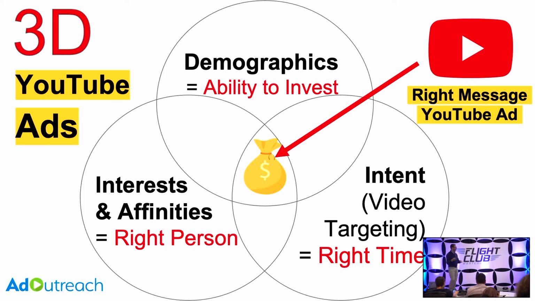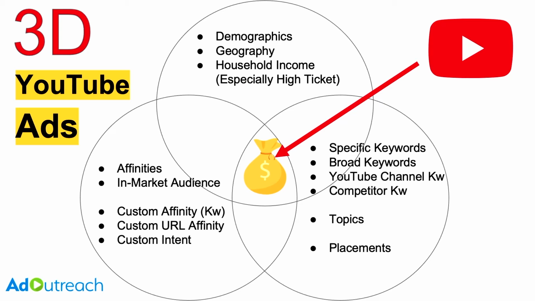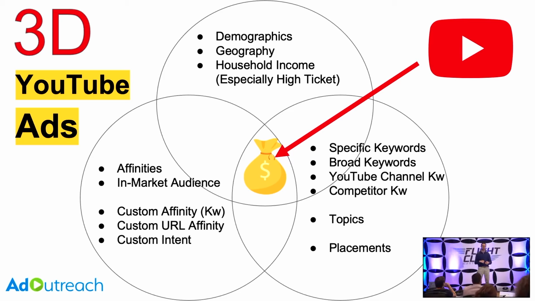Perfect. So this is the 3D YouTube ad strategy. You can also take a picture of this slide if you want as well. I see a couple people taking pictures here. And these are the different ways that you can layer your YouTube ad to get this formula of targeting those demographics. So you can see we've got some different demographics you could target: geography, household income, which by the way is scarily accurate on YouTube and Google. We'll talk about that in a second. Especially if you're selling something higher ticket, layering that with who the person is, right? Reaching the right person. So that's your affinities, in-market audiences, custom affinity keywords, custom URL affinity, custom intent.